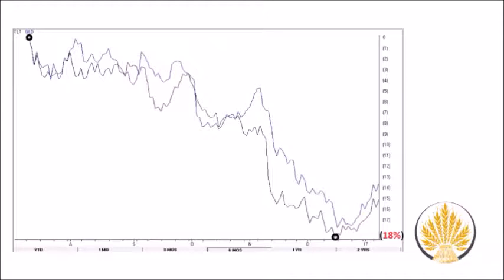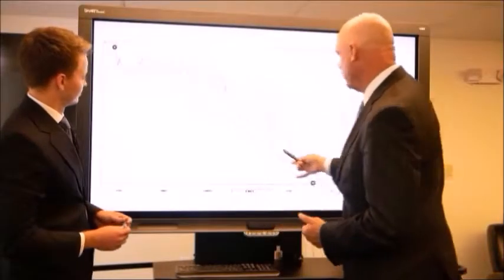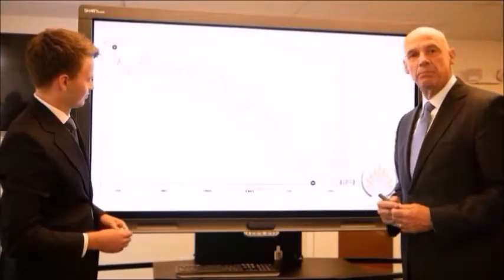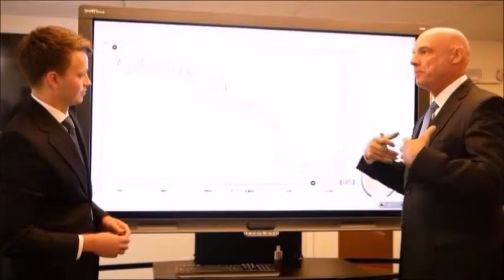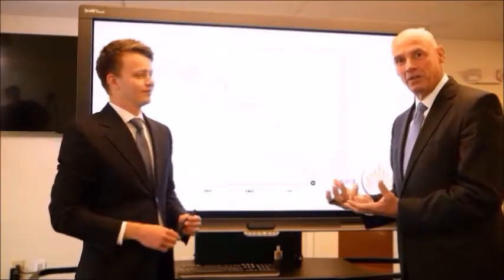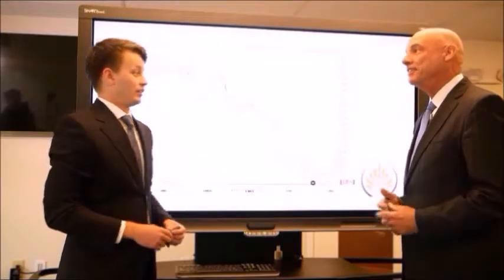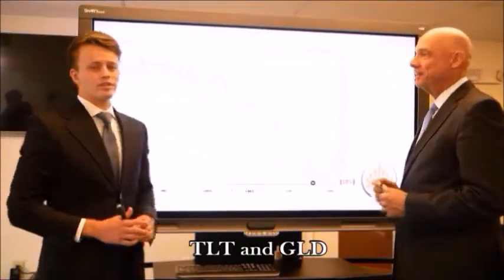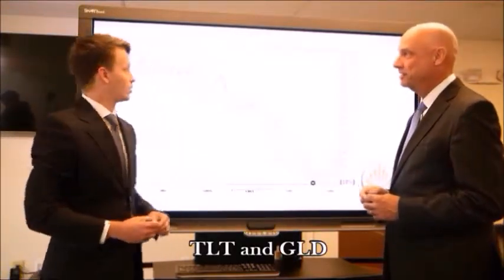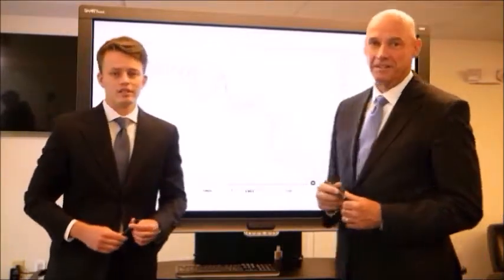Now, the next one is an example of positive correlation. Positive correlation has both of these securities moving in the same direction. And again, this is not something we necessarily want in our portfolio because they're both going down. So both of these had a drawdown or decline of about 18%. Now, we're going to tell you what these two securities are. Tom, this is the 20-year treasuries as highlighted by TLT and gold as highlighted by GLD.